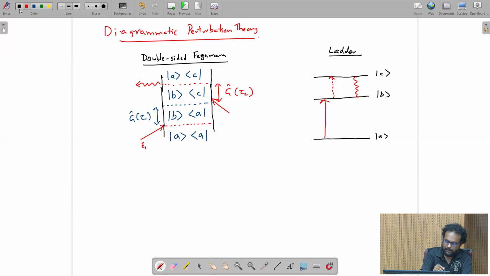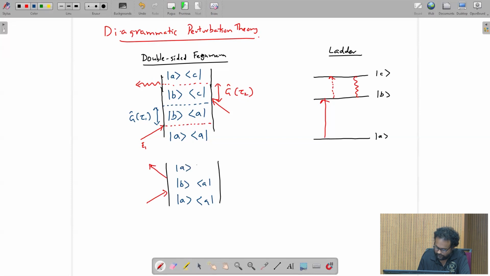For example, I could have a Feynman diagram where I go A, have a field interaction. This will raise this guy, B, A, and I could have, instead of absorption, stimulated emission. Basically, a field coming out this way is referred to as stimulated emission. It will go back to AA. This is also a possibility.